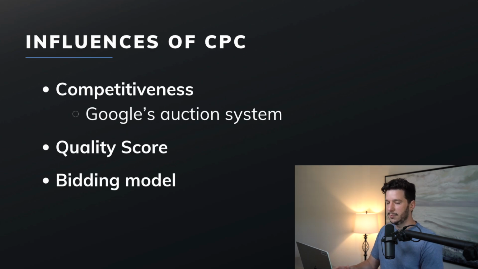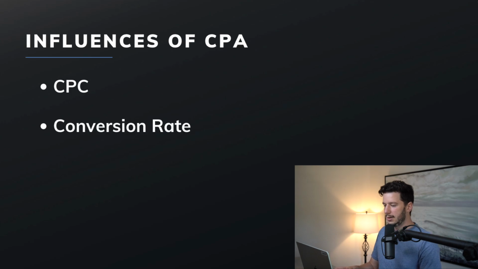On the quality score and bidding model side, those are things you have control of. Like I said, low CPC isn't always good traffic quality. Sometimes it's worth paying for better traffic, but to a certain extent, right? You want to make sure it fits into the profitability. So those are going to be the biggest influences. Next, moving forward, is going to be what influences CPA. Before we jump into these influences, I'll just explain CPA.